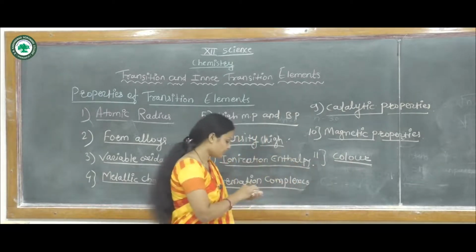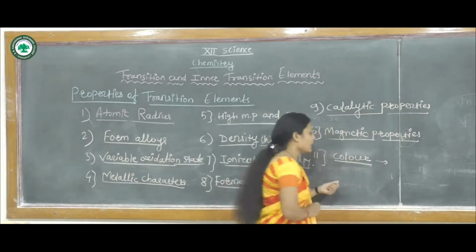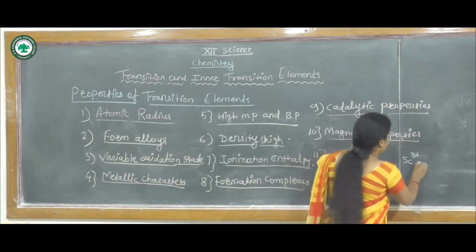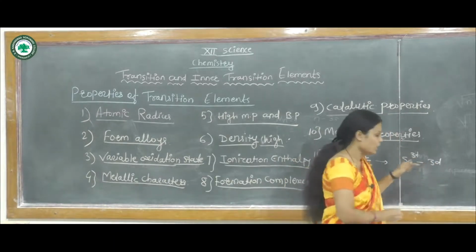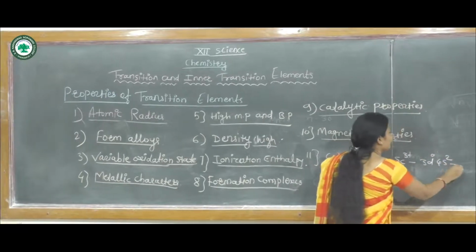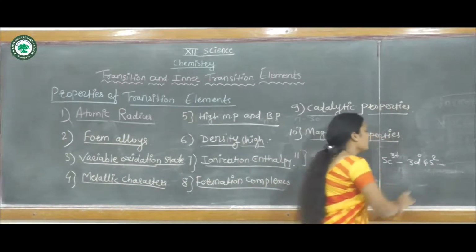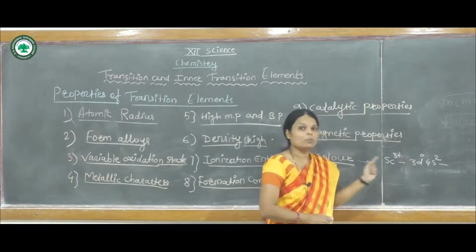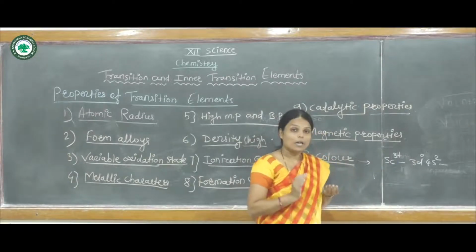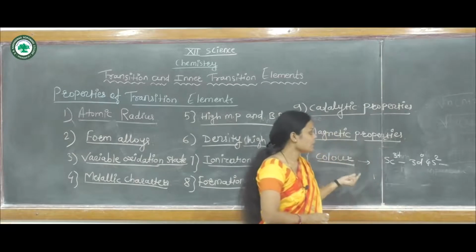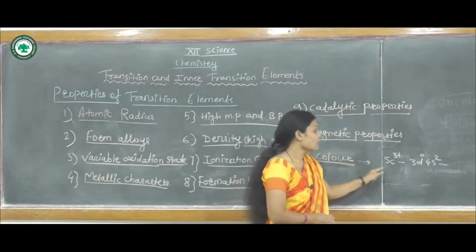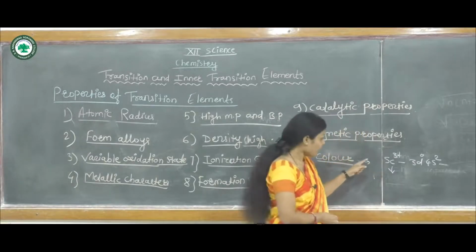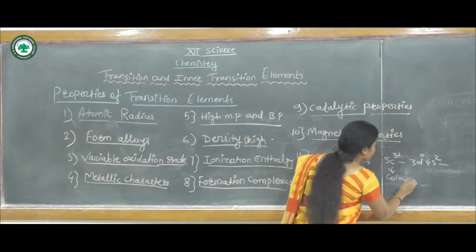For example, we can consider scandium 3+. Its electronic configuration is 3d0 and 4s2. In that case, the number of unpaired electrons is 0, because the d orbital is empty. The unpaired electron count is 0, and that's why it is colorless. Scandium 3+ is an example, and it shows colorless.